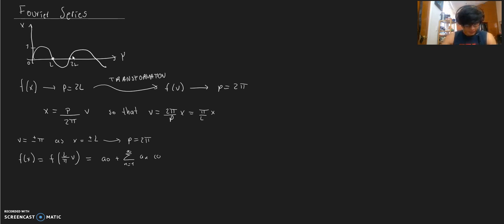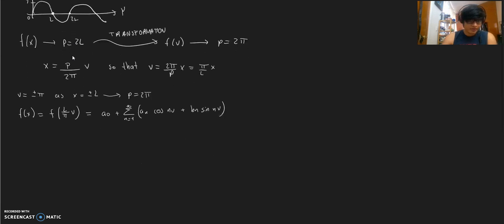cosine of nv plus bn sine of nv. So the important thing to see is that instead of having an x here, we are now having a v, because we made a transformation there. Instead of having x's, we will now have v's, and the coefficients will be evaluated as follows.